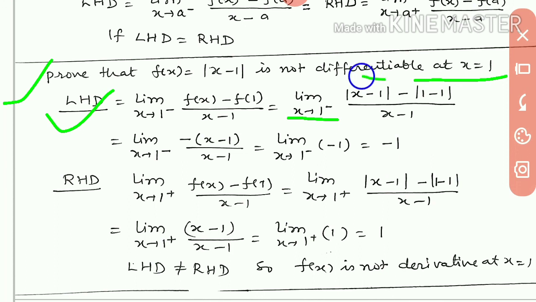Look here at this value, x is less than 1. Less than 1 means suppose you have 0.7, and 0.7 minus 1 gives minus 0.3. Minus 0.3 means you have to make it positive, so you multiply by minus and it becomes positive. And greater than 1 means suppose 1.2. 1.2 minus 1 is positive, so you need not multiply by minus. Because of this you have minus 1 and 1, which are not equal. So the left hand derivative and right hand derivative are not equal, which means this is not differentiable.